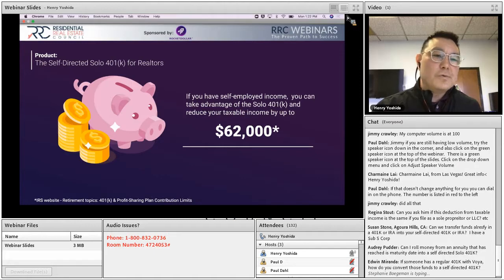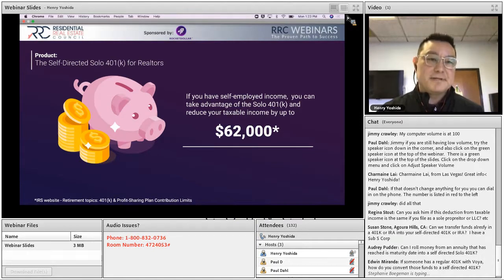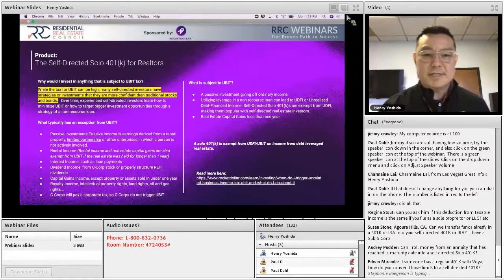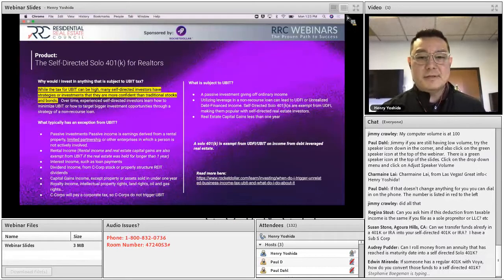The only reason, and this is not related to the treatment, that you wouldn't be able to set this up is if you have employees on your payroll. You can only set up a self-directed solo 401k if it's just yourself or yourself and your spouse if you're filing as one joint tax entity. So hopefully that helps clear up another question.